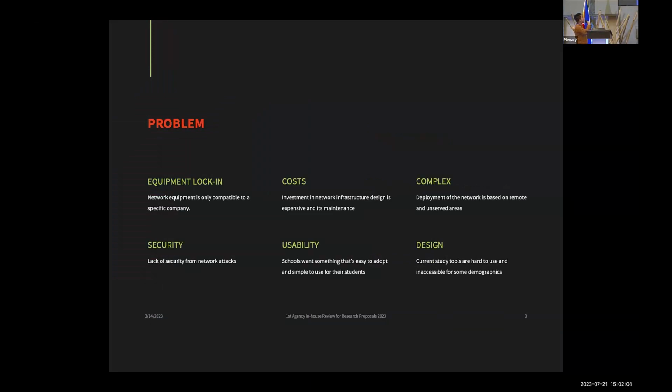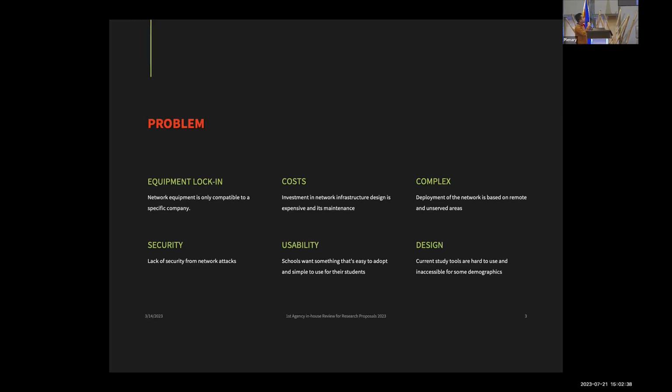for us to have the following in the ORAN. We have equipment lock-in, costs, complexity and security, usability, and design. For equipment lock-in, network equipment is only compatible with a specific company. So ORAN would allow us to open up to all competitors, using a wide range of brands. The investment in network infrastructure design is expensive, as is its maintenance.